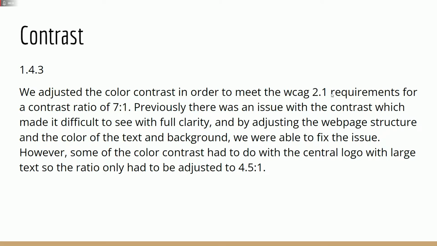So first off, we did the contrast. There were some issues with the contrast that we had to adjust in the old site, and they look much better in the new one. We adjusted the color contrast in order to meet the WCAG 2.1 requirements for a contrast ratio of 7:1. Previously, there was an issue with the contrast which made it difficult to see with full clarity, and by adjusting the web page structure and the color of the text in the background, we were able to fix the issue. However, some of the color contrast had to do with the central logo with a large text, so the ratio only had to be adjusted to 4.5 to 1. That was just keeping in mind what the requirements were.